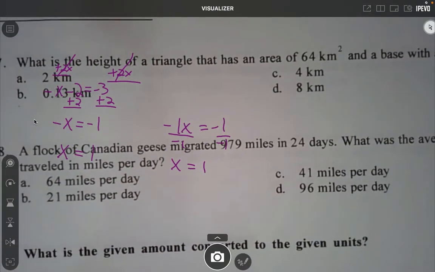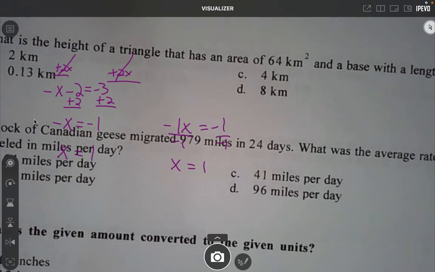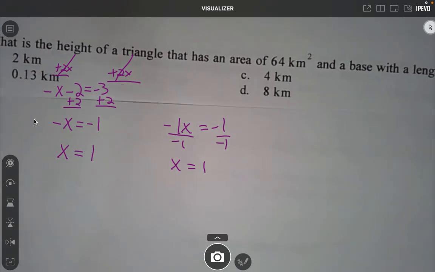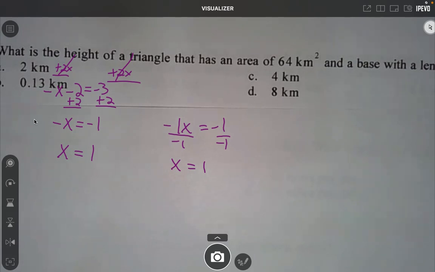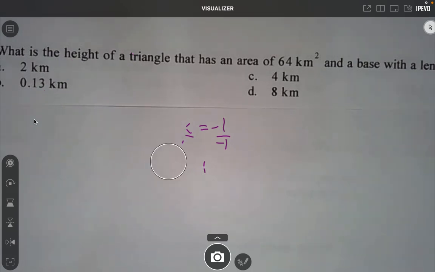Number 7. Let me cover this up. I don't know if I've made this test yet, but I think I'm going to put this one on there. It's talking about the area of a triangle. So first let me write that down. What is the area of a triangle? It's 1/2 base times height. What does it tell me that the area is? Instead of writing A, I write 64. So I'm just going to plug that in.